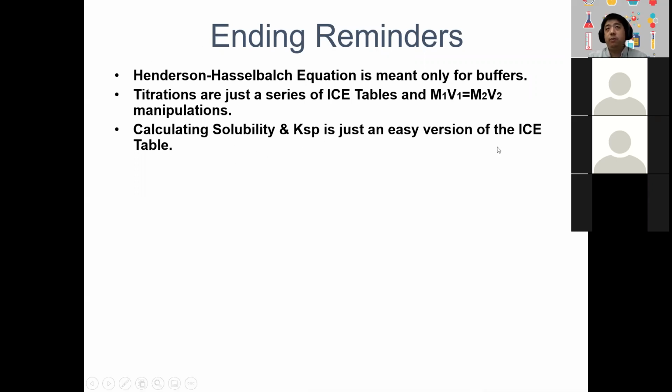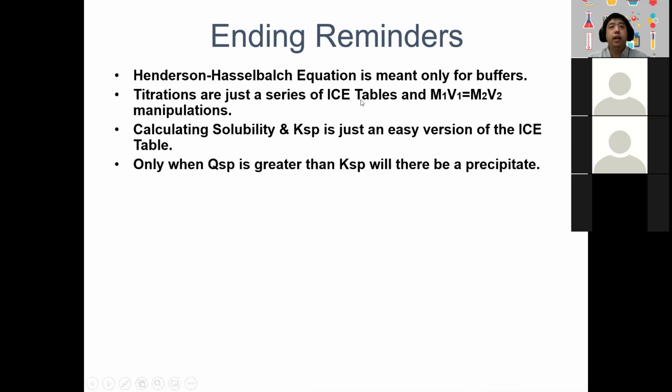Calculating solubility in KSP is the easiest version of ice table that we deal with. As long as you change all those to correct ratios, you are good to go. Make sure your algebra is good. And the only time that we will form a precipitate is when the QSP is greater than KSP. So for this topic, even though it's a lot of information, especially in titrations, it really is only a few things, 3 or 4 different things that we're going to focus on. Okay.